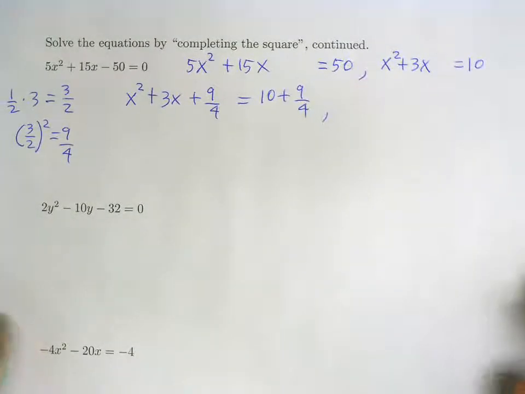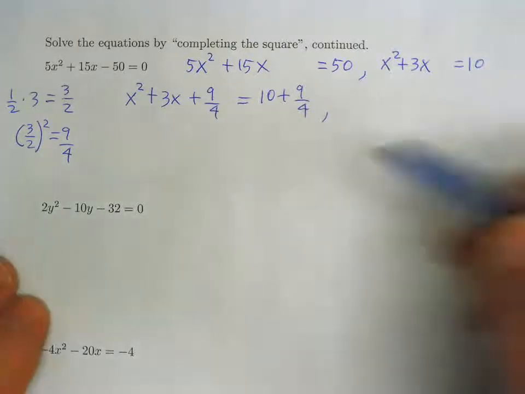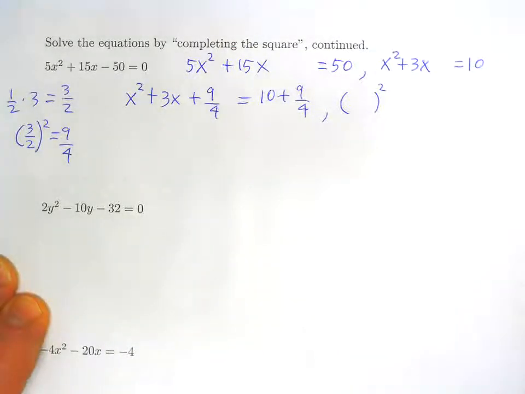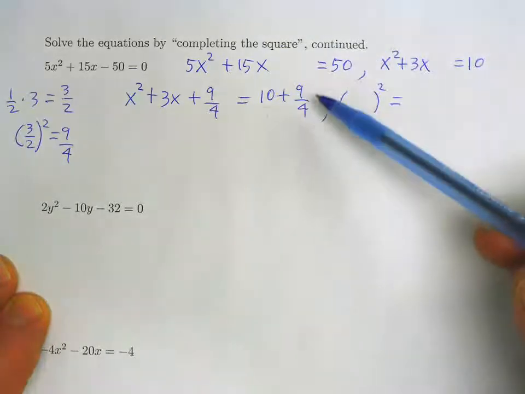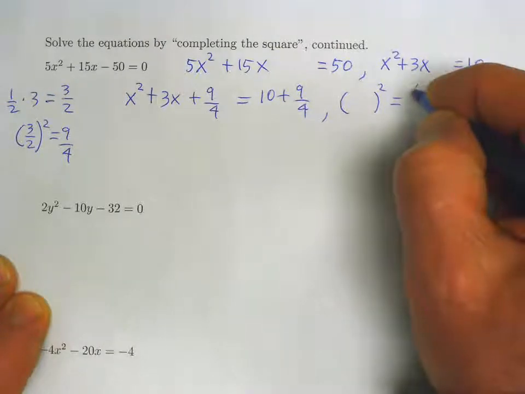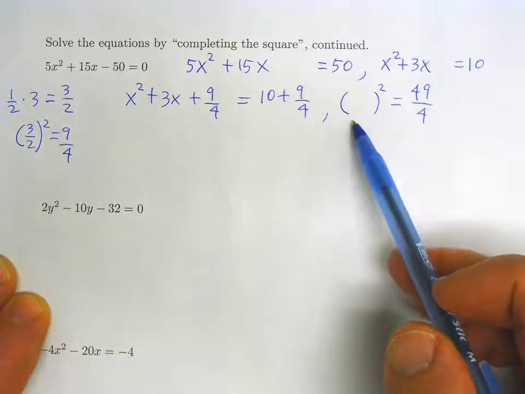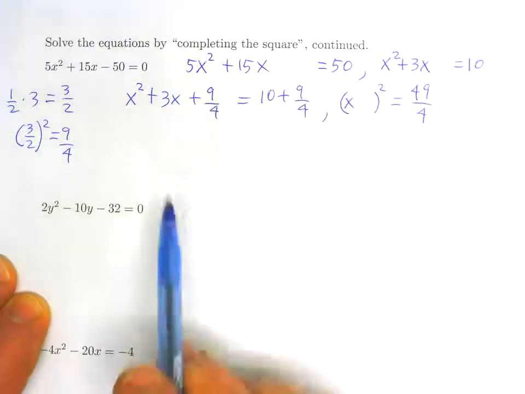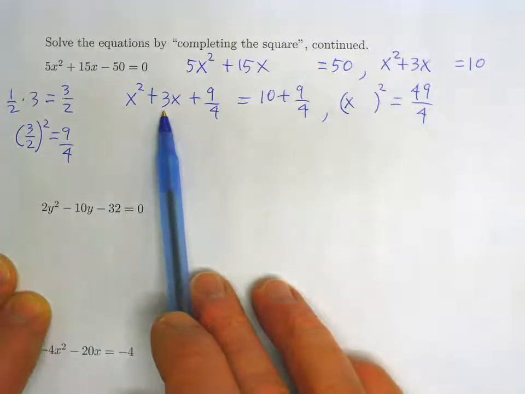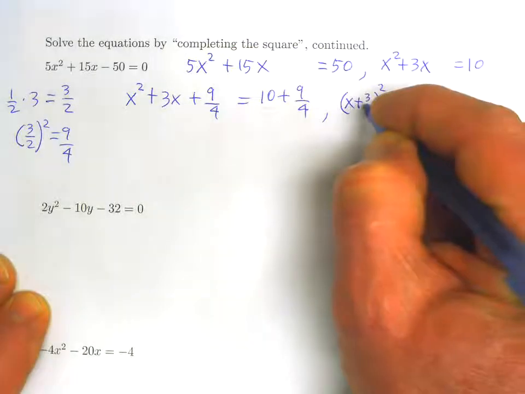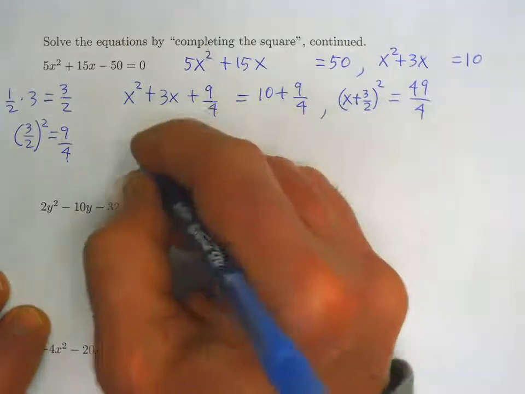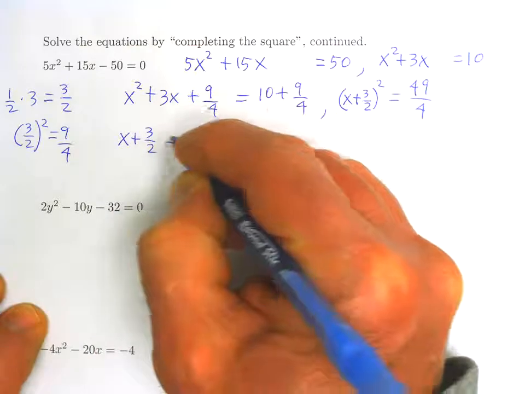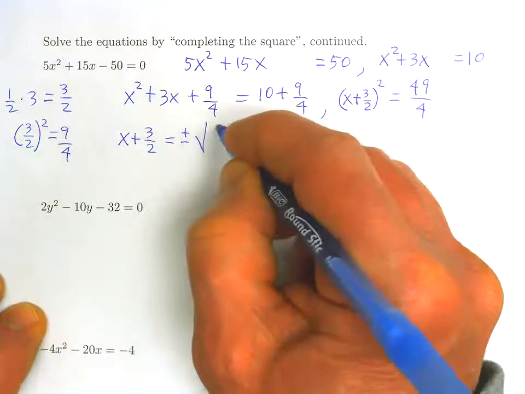And on the right-hand side, we'll have to find a common denominator to add 10 to the fraction 9/4. Okay, so the left-hand side is equal to some binomial squared. And the right-hand side, think of 10 as 40 over 4. And 40 over 4 plus 9 over 4 is 49/4. And then the binomial that we square has to have x in it. And 1/2 of positive 3 is positive 3/2. So that indicates that the binomial is x plus 3/2 quantity squared. Okay, now apply the square root property. x plus 3/2 equals positive and negative square root of 49/4.